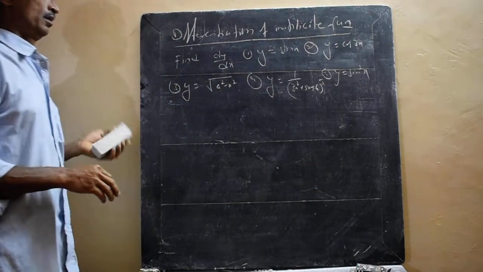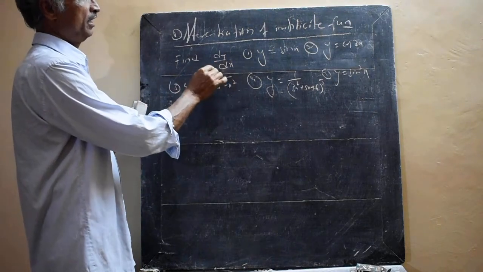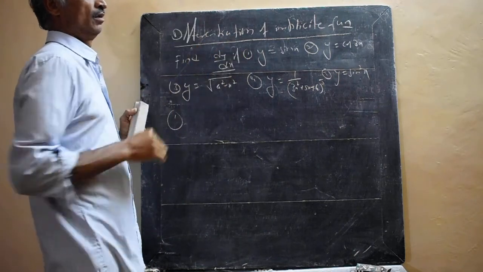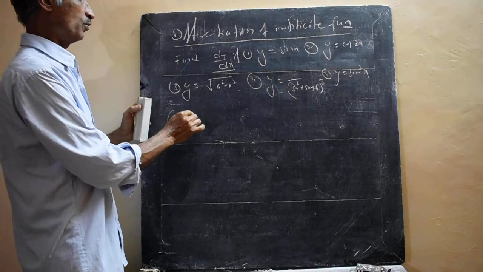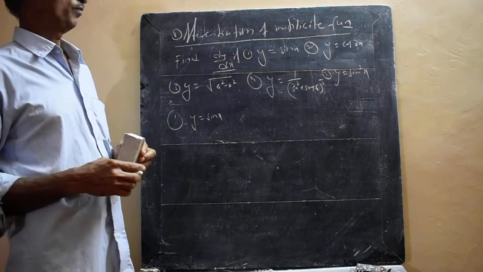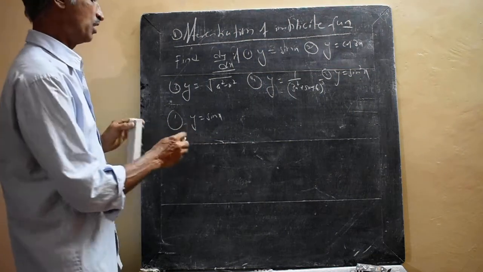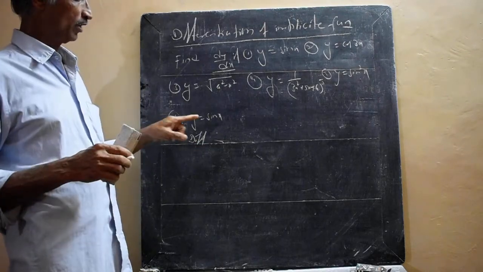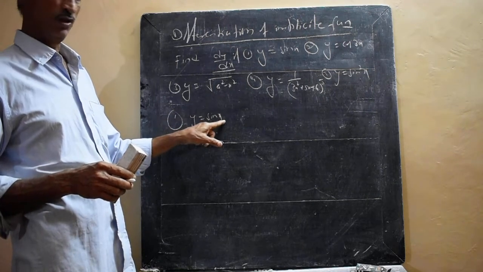Now the first one, look at the question: find dy by dx. Y's are given, I have to work out dy by dx. First one is y is equal to sin x. Now to find dy by dx, differentiate the given equation with respect to x, because y is the function of x, so we have to differentiate with respect to x.